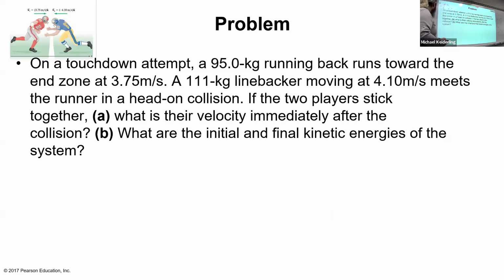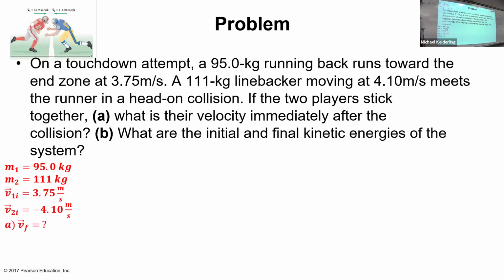So this is an inelastic collision. Mass 1 is 95 kilograms, mass 2 is 111 kilograms. The V1 initial is 3.75 meters per second. V2 initial is negative 4.1 meters per second. We want to find V final, and we want to find the initial kinetic energy and the final kinetic energy.